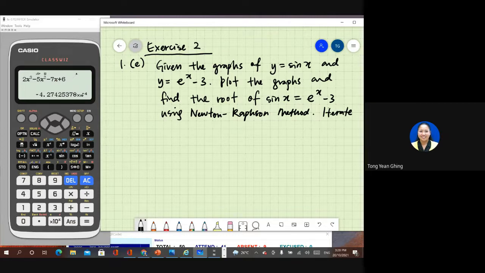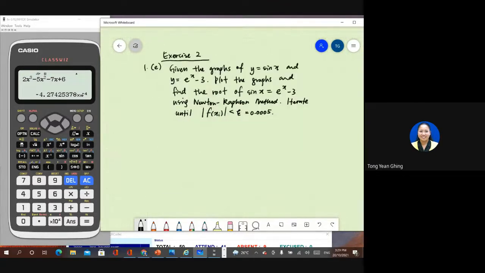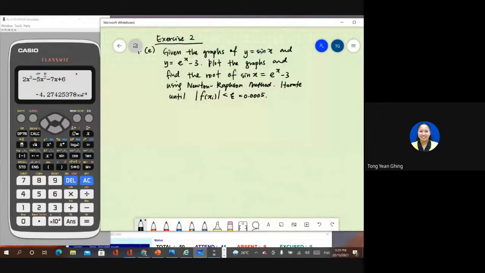Iterate until f of x i is less than epsilon. Say the question is like this. So let's say we have to plot the graph. To start, we plot the graph. If you have a book, you can refer to the page.